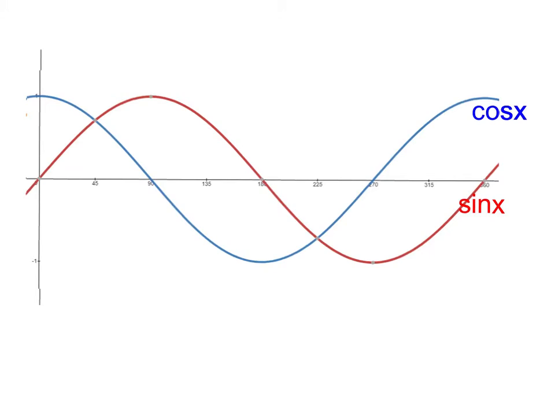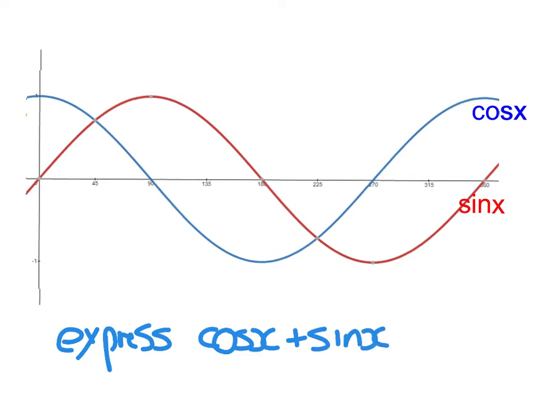What the wave function asks you to do is express these 2 graphs added or subtracted. So it asks you to express cos x plus sin x in the form of k cos bracket x minus alpha. So what it's actually looking for is the combined wave that comes out when you add these 2 graphs together. Now you might be asking, how on earth can you add these 2 different graphs together? But let me just show you what it looks like.